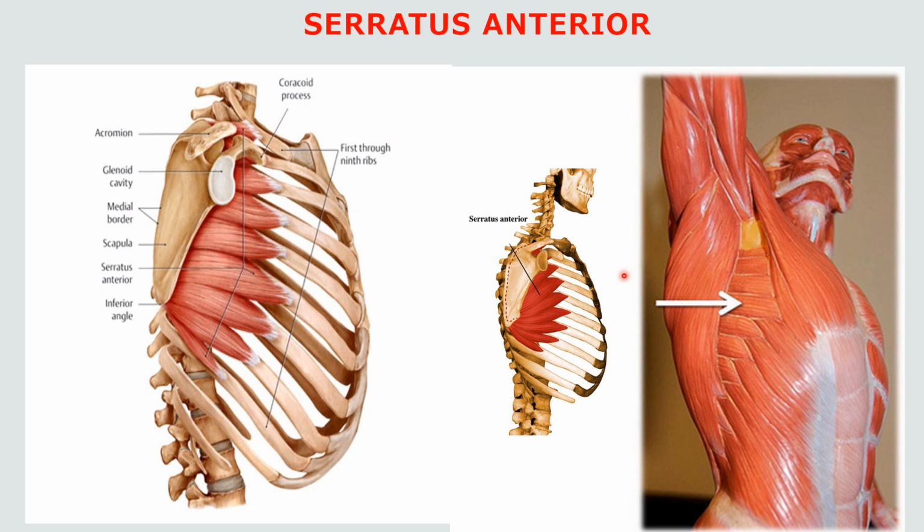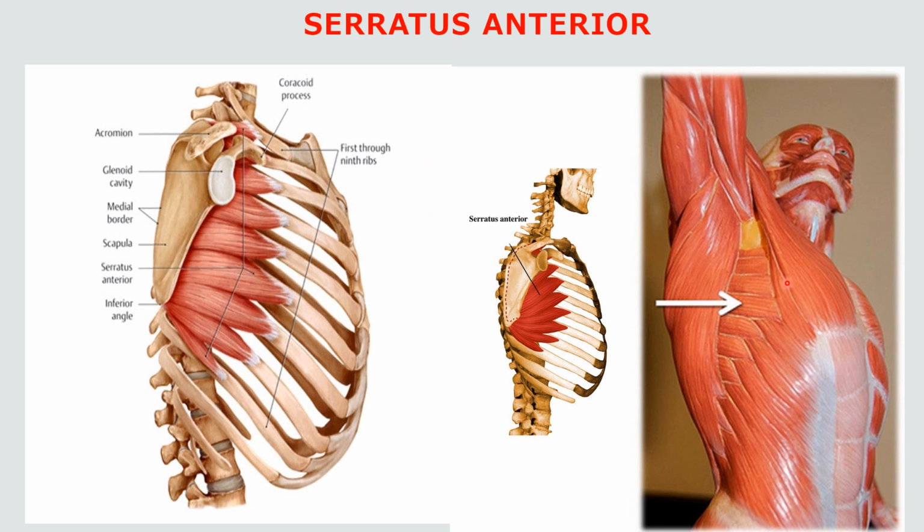So remember students, the serratus anterior is also known as the boxer's muscle, because it is responsible for the pushing and punching movements. Nerve supply of this muscle: it is supplied by the long thoracic nerve, also known as the nerve of Bell, B-E-L-L. It is a branch from the brachial plexus, that will be taught in detail. So remember that the serratus anterior is supplied by the long thoracic nerve, also known as the nerve of Bell.